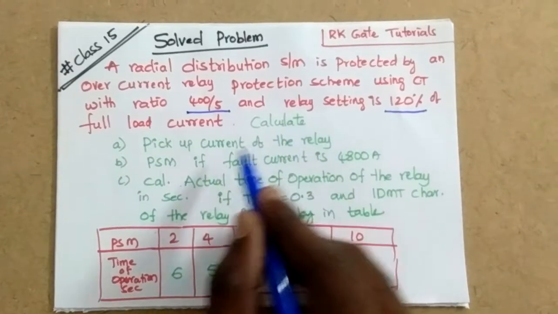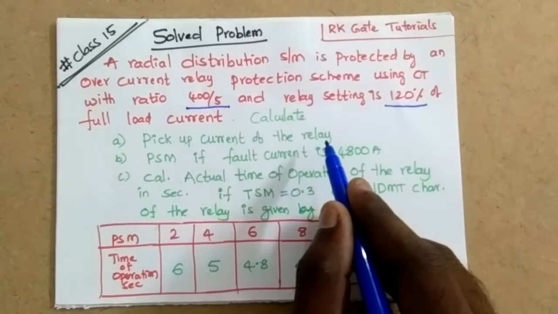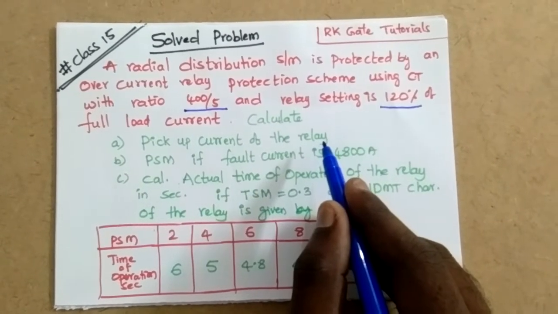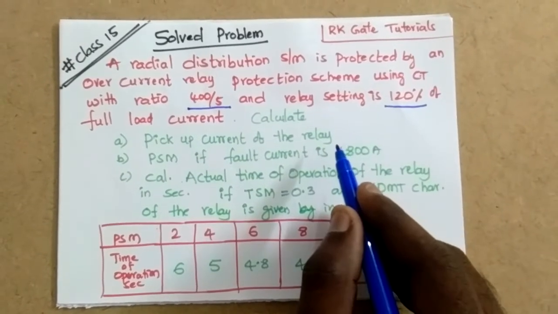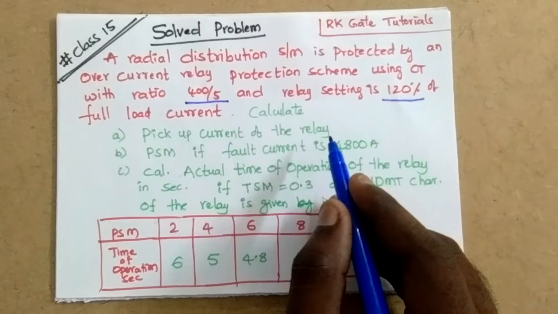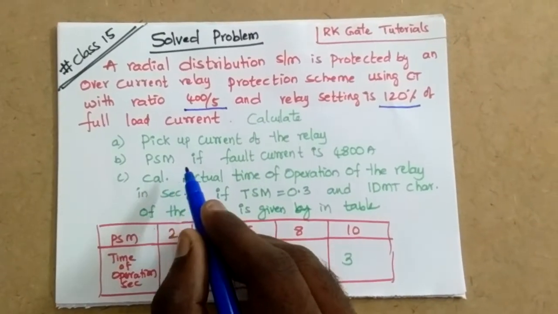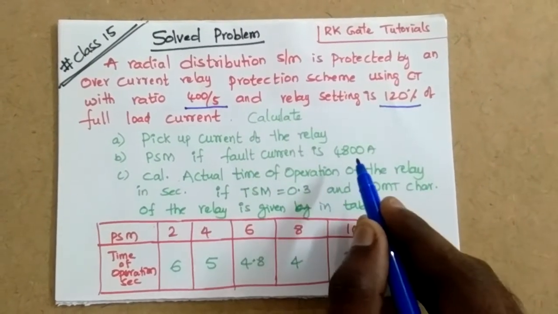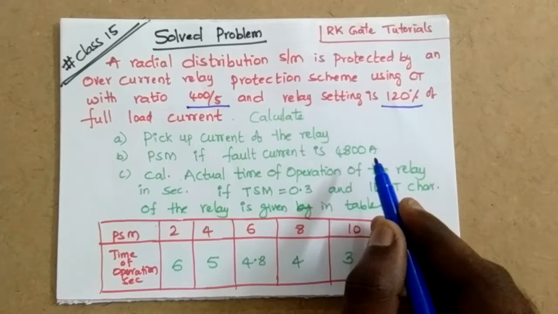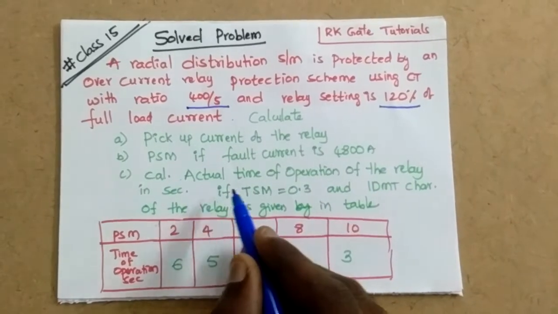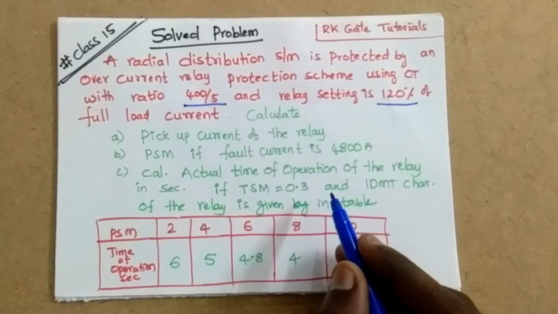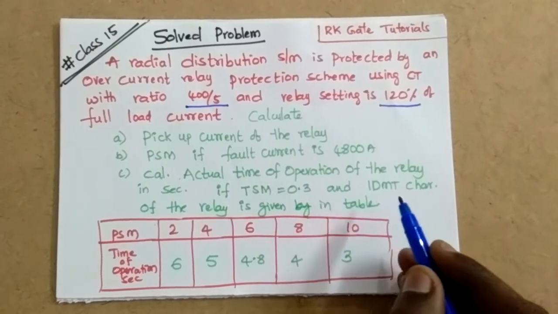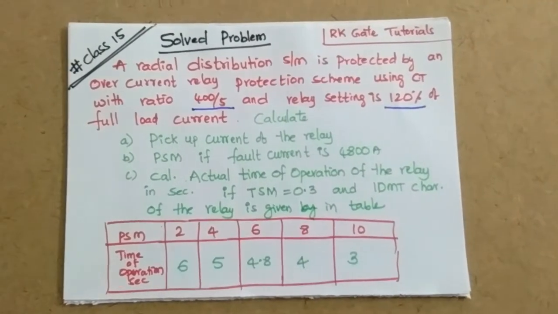Now he is asking to calculate the pickup current of the relay. What is pickup current? That is nothing but relay pickup value, or pickup current, or plug setting, all are the same. Next, calculate the PSM if the fault current is 4800 amps. Then calculate the actual time of operation of the relay in seconds if the time setting multiplier is 0.3 and the IDMT characteristics of the relay are given by the table.